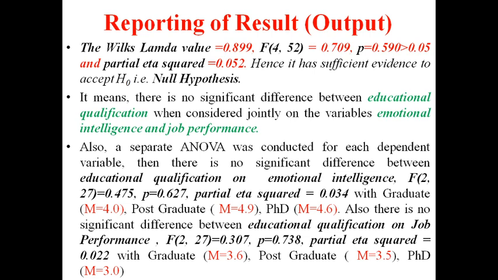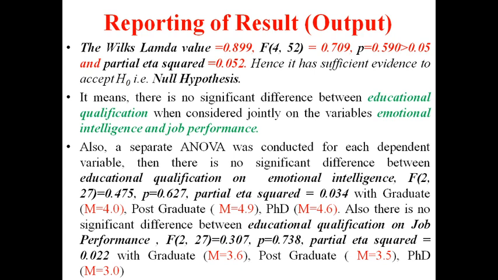Then also what we have found is there is no significant difference between educational qualifications on emotional intelligence. As you can see here, our F value at 2 and 27 degrees of freedom is 0.475, and P value is equal to 0.627, which is greater than 0.05, and partial eta squared is equal to 0.034. And the mean value of graduate is 4 (M is equal to mean), postgraduate is 4.9, PhD is 4.6. Although you can see some difference, 4, 4.9 and 4.6, there is no statistically significant difference. So there is no effect of educational qualification on emotional intelligence.